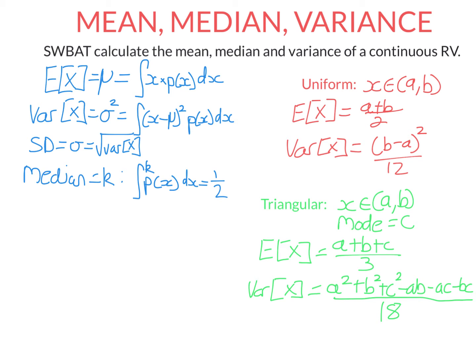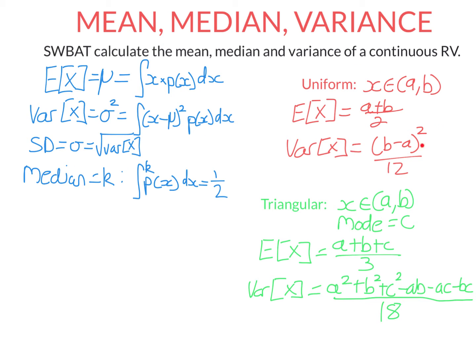Thank you so much for tuning into this video in which we will calculate the mean, median, and variance of a continuous random variable. So the formula for mean or expected value, variance, standard deviation, which is the square root of variance, and median are given here. This is for a general continuous random variable.